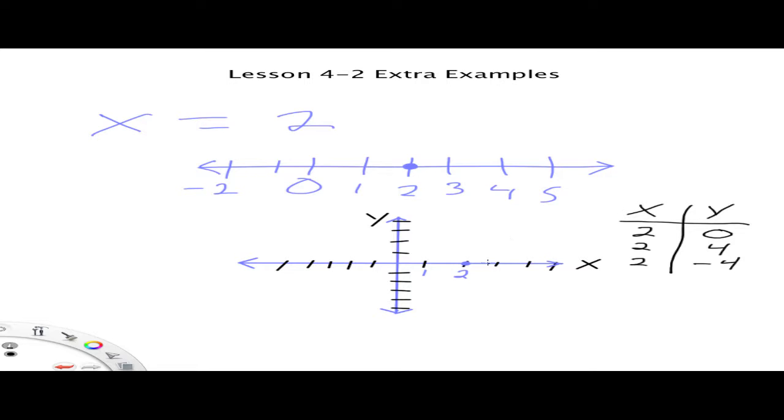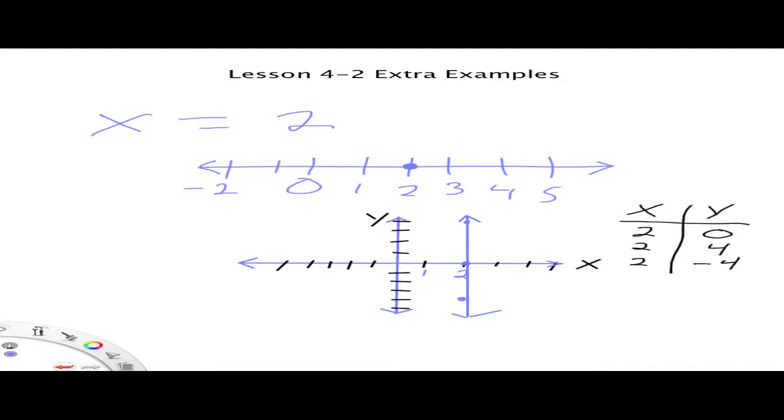So I've got this point here at 2, 1, 2, 3, 4, 2, 4, 2, -4, and if I got my lines nice and straight, I should be able to make a line that'll go through all of them. Use a ruler. So here I got my vertical line, and that's what it represents. Now I could do this in set builder notation.